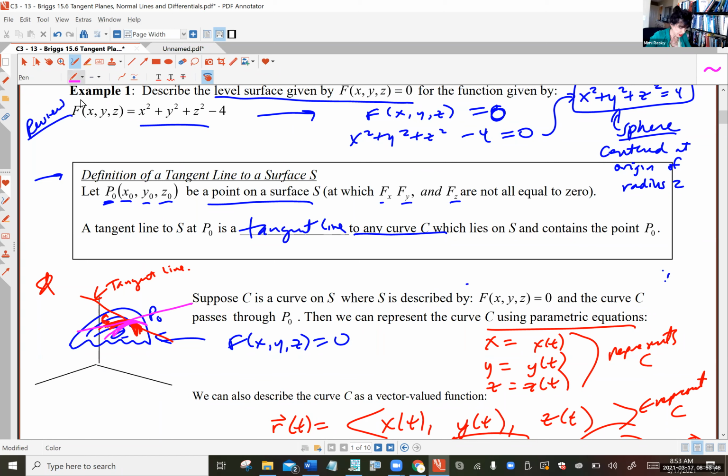Then I can draw another curve that lives on the surface that passes through the point P, like right there. And so then I can draw another tangent line, like that. So pretty soon I'm going to get all these curves on the surface that pass through the point, and then I get all these tangent lines. I'll just draw a whole bunch of tangent lines that pass through the point P. So what I'm claiming is all these tangent lines are contained in a tangent plane.